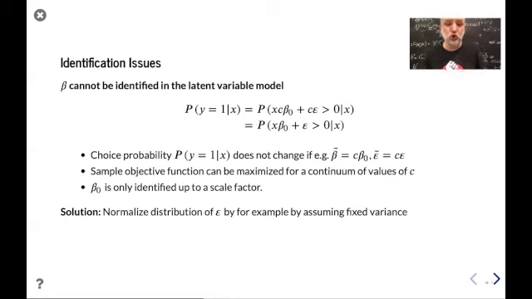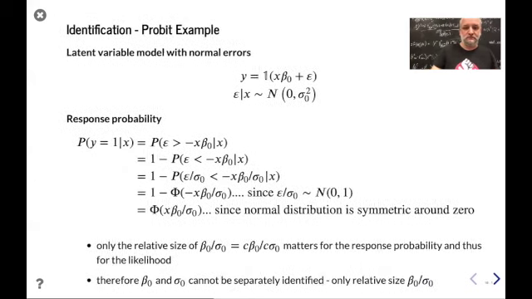What people do as a solution is normalize the distribution of epsilon, for example, by assuming some fixed variance. We could also assume that the coefficient on explanatory variable number 1 is 1, or do some other normalization, but we need to make a normalization. Otherwise, we lose identification.